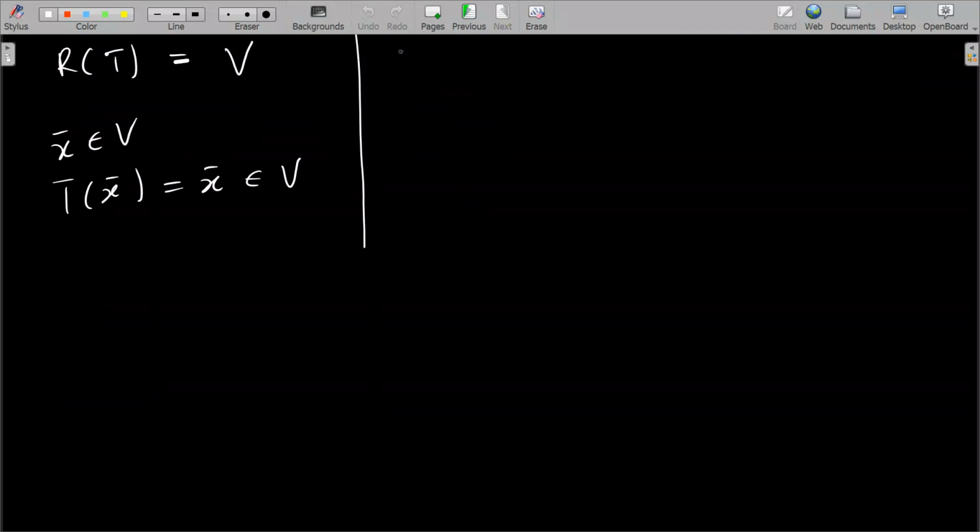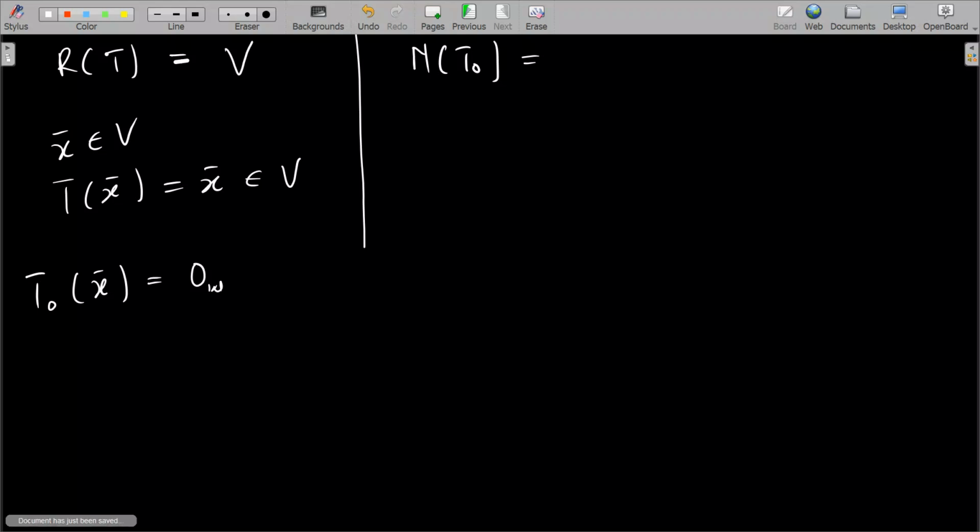Okay, now let's go to the 0 transformation. Now I want to find the null space of the 0 transformation. Remember, the null space of the 0 transformation is defined to be whatever X you pick, when you take the transformation, you should get 0. Some people write it as 0 in W, but you can leave it as 0. Let me just make it just 0.